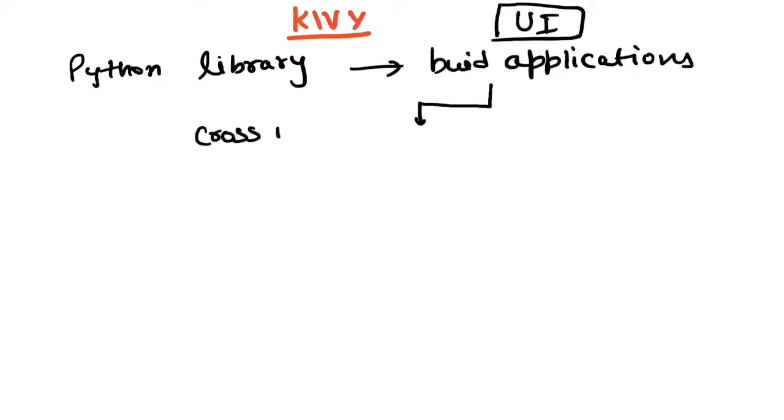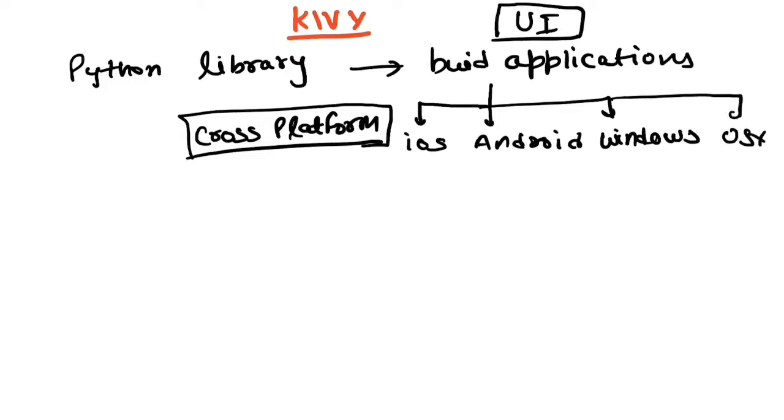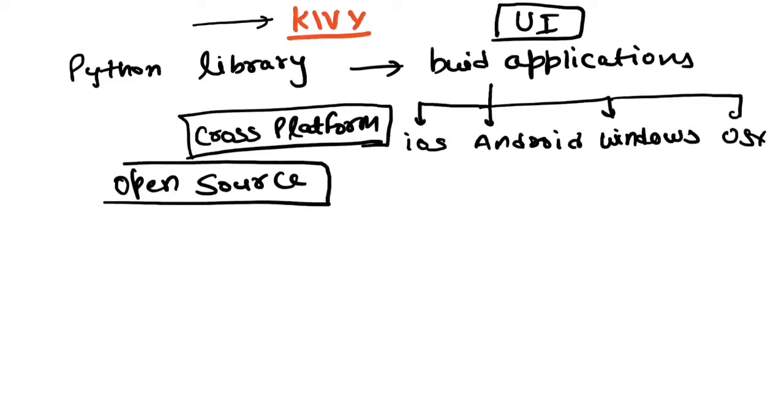So it's a cross-platform development Python library using which you can build the UI and run your UI across multiple platforms. These multiple platforms could be iOS, Android, Windows, Mac or OS X. So on any platform you can run the UI based applications which you have built using the Kiwi Python library. This is a completely open source library which anybody can use for free. You can build the applications for free and run them on these cross platforms.